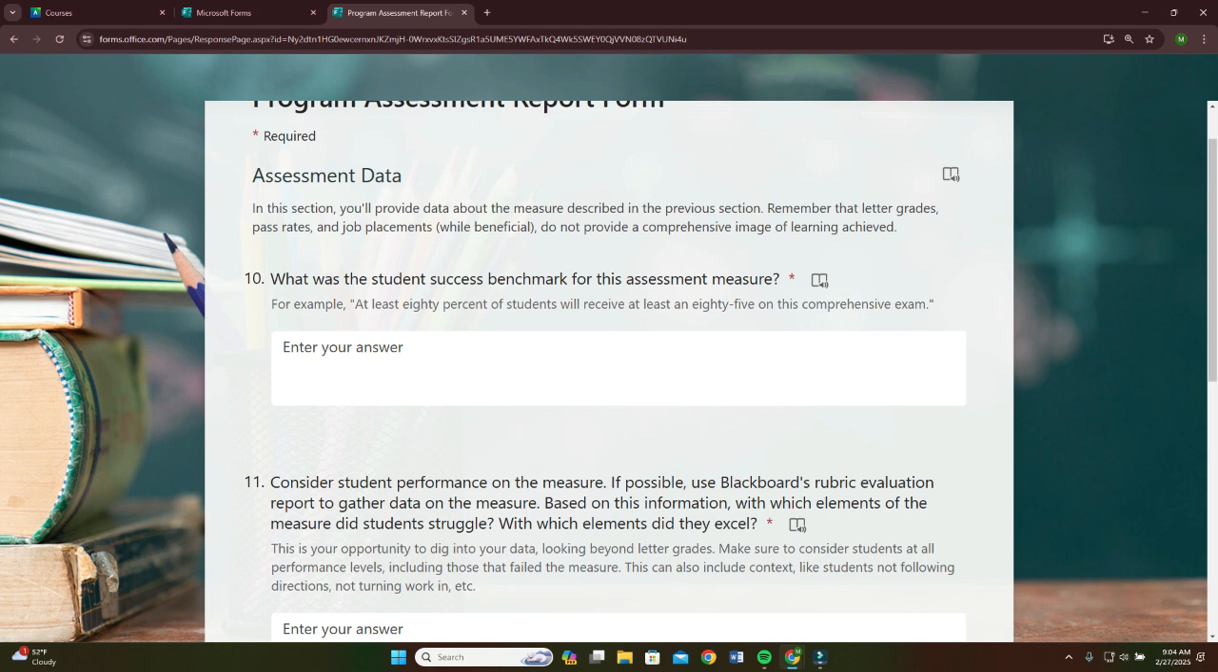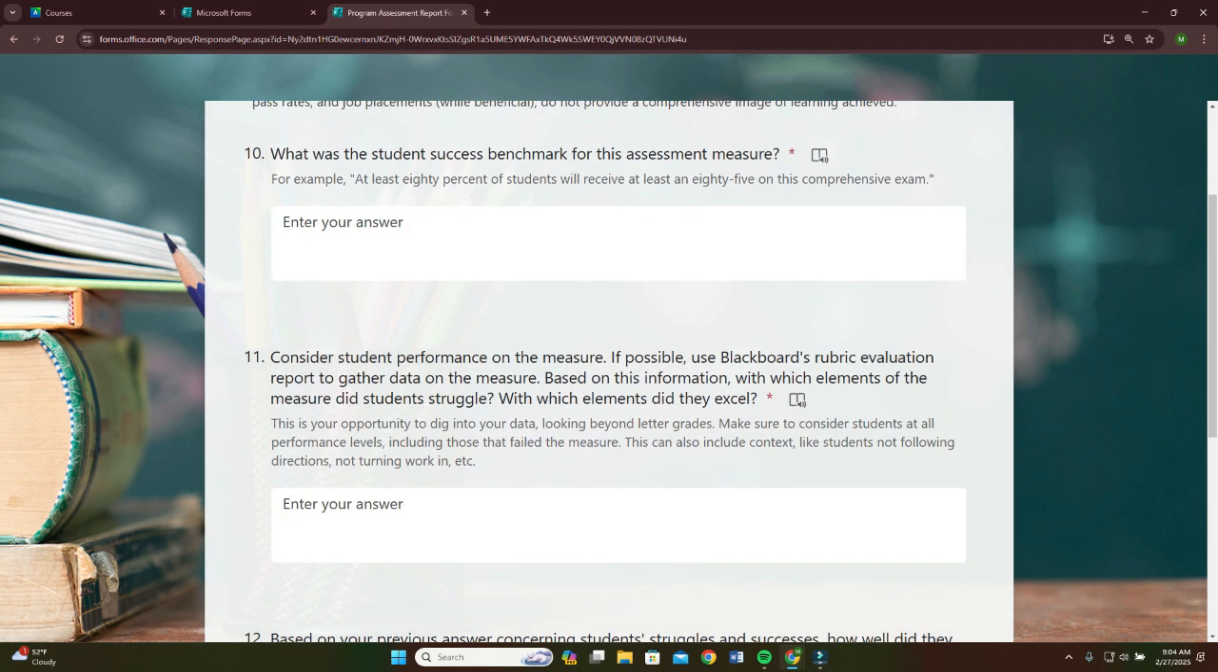So even if you don't have a rubric, and a lot of people don't, which is fine, if you're doing an exam or something like that, you should still have some way in which you quantify success. What does success look like for these program outcomes? So in this case, it might be at least 80% of students will receive at least an 85 on X assignment that measures whether or not we're meeting these outcomes. So what is the success benchmark for this specific measure?